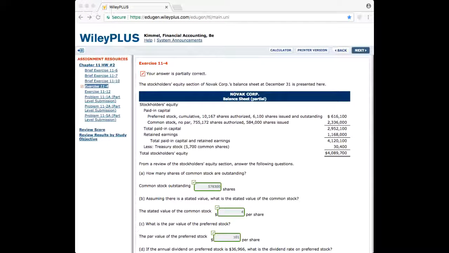So the problem states that we are focusing on the stockholders' equity section of Nuvax Corp's balance sheet as of December 31st, presented here. From there, we were asked a series of questions using this table, which is given to us in Wiley Plus. I've converted this into a Word document so we can see it easier. I'm going to walk through the Word document with you, and we'll come back to this page when we're done. Let me screen share that Word document really quick.